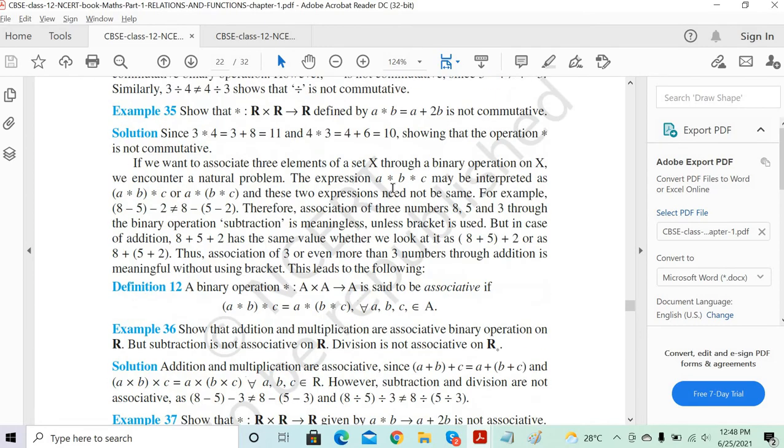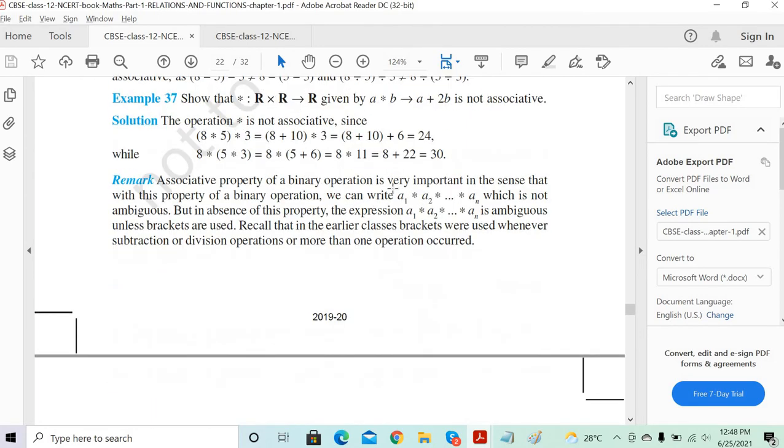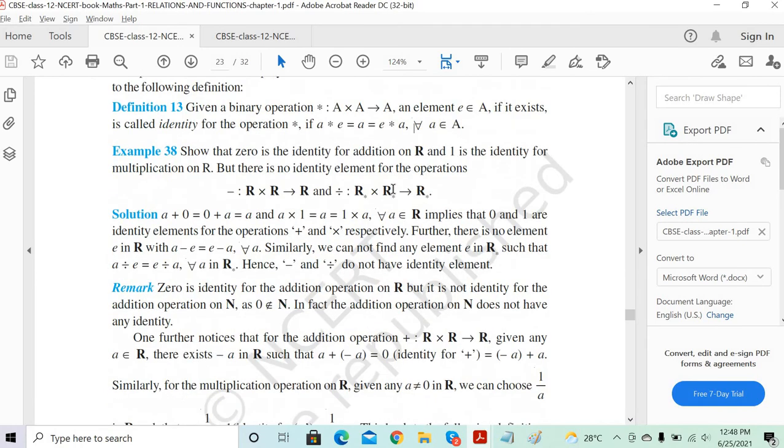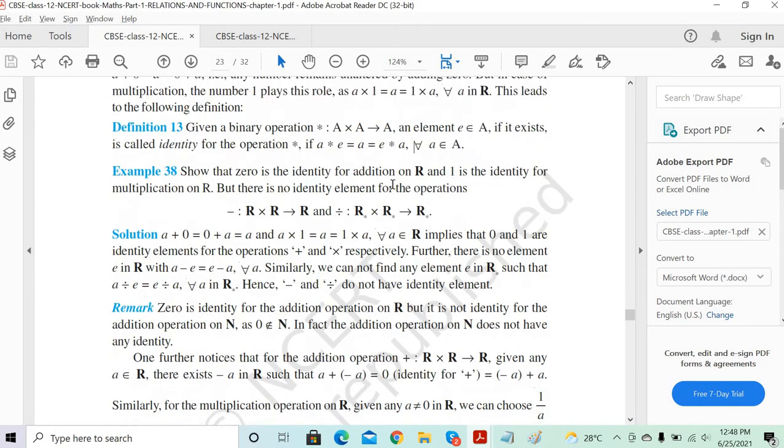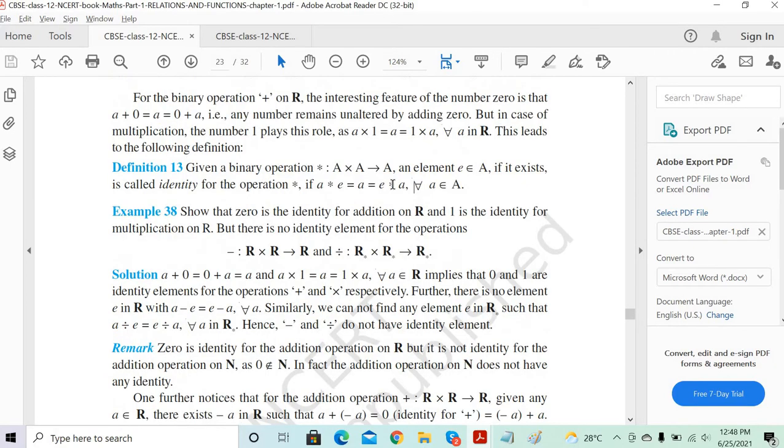So till now we proved they are not commutative. Remember that we proved that, before question 34. Now here, if there is an identity element, then A star E and E star A both give the answer A only. Understood this part? Is the meaning clear?